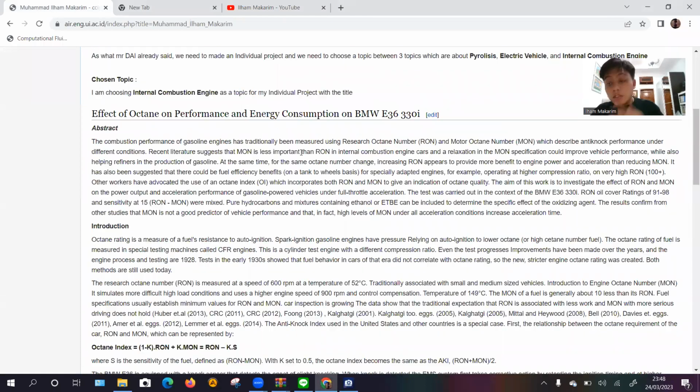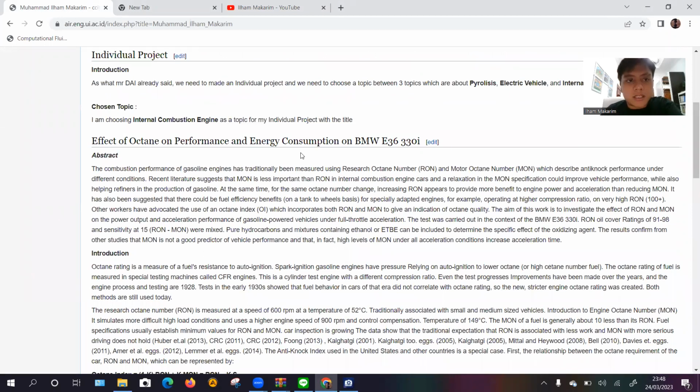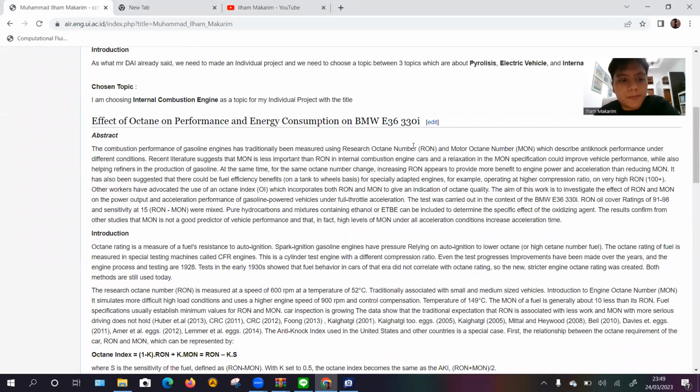Okay. So this is my individual project with the title of the effect of octane on performance and energy consumption on my BMW E36 330i. 3 is for the 3 series, and the 30 is for the engine displacement. But originally it's now a 2.5 liter BMW.